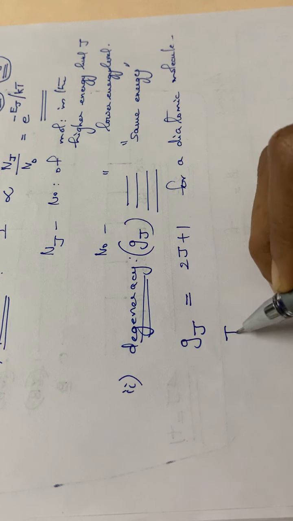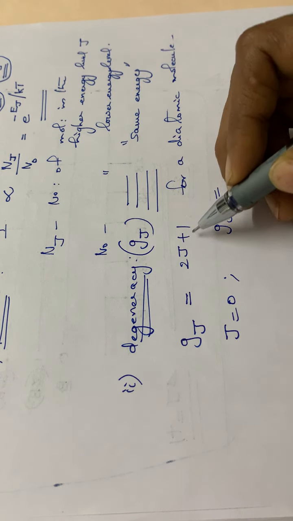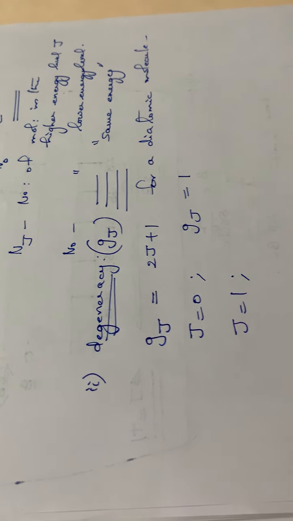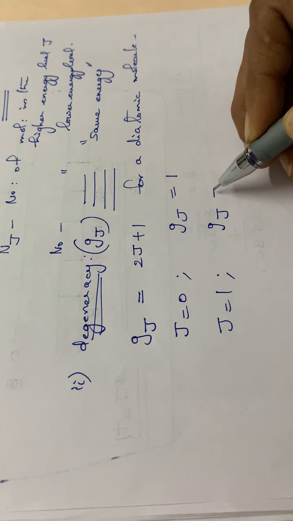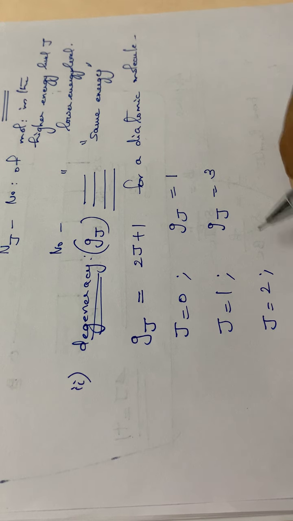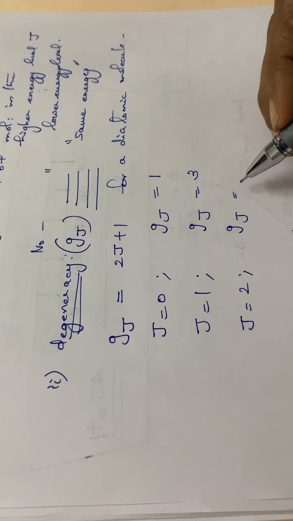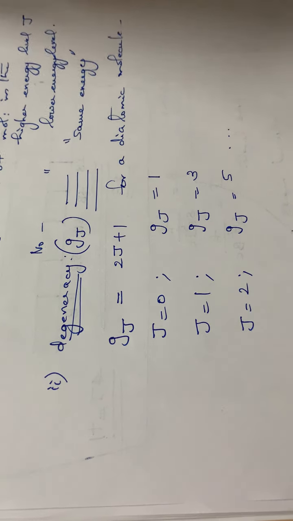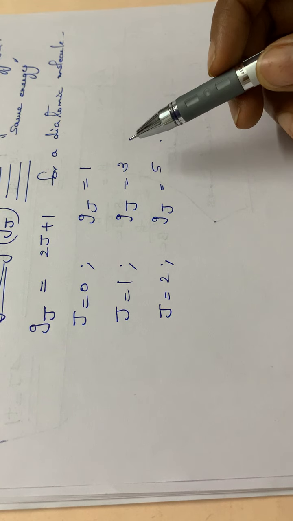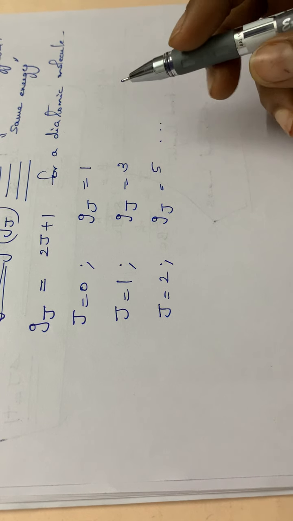And if J is equal to 0, what happens? What is the value of Gj? Gj will be equal to 1, isn't it? And for J equal to 1, what about Gj? Gj is equal to 2 into 1, 2 plus 1, 3. Then for J equal to 2, Gj is equal to 2 into 2, 4 plus 1, 5, isn't it? So like that it goes on. So the degeneracy for a diatomic molecule depends on the rotational quantum number, or what energy level the molecule is in.